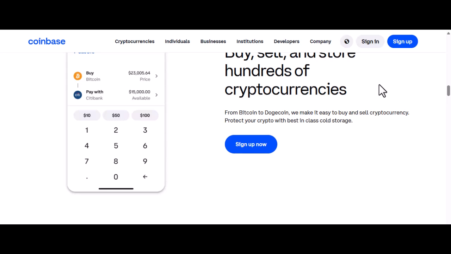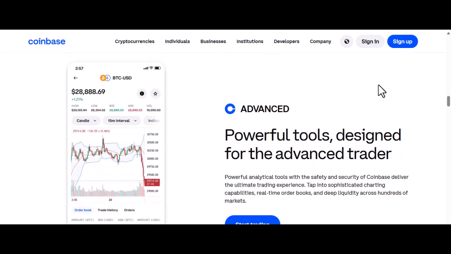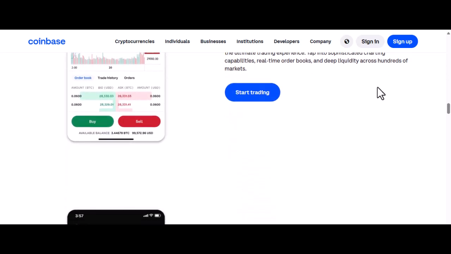Now, let's talk about the nightmare scenario. What if you do not have your 12-word recovery phrase? Because Coinbase Wallet is non-custodial, it means Coinbase does not hold your keys. They cannot recover the phrase for you, nor can they access or move your funds. The recovery phrase is your sole key.